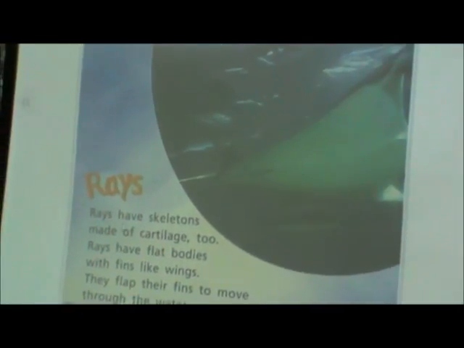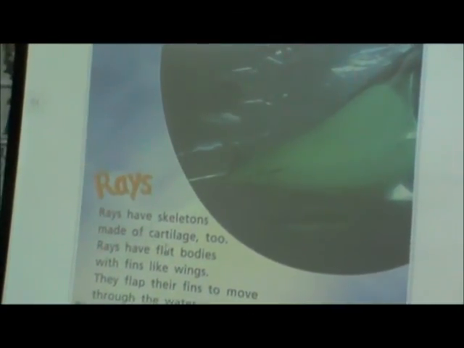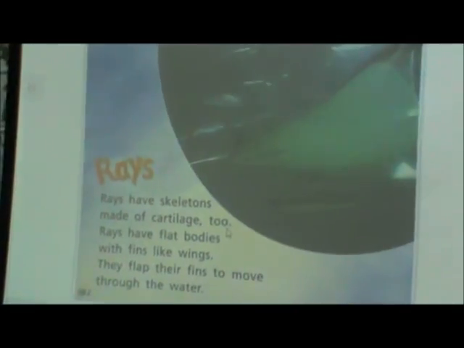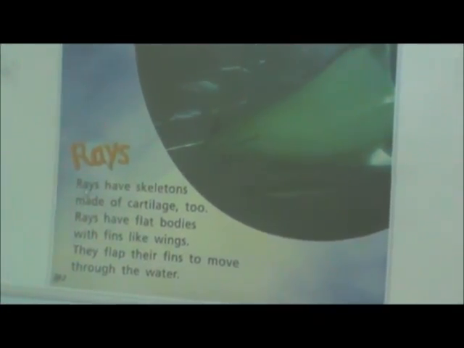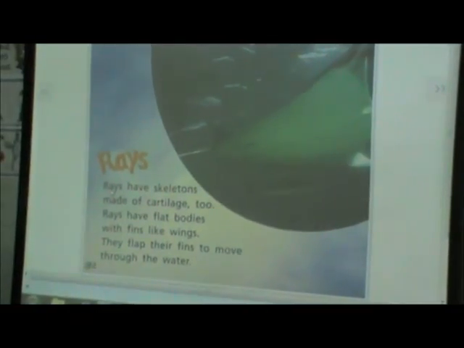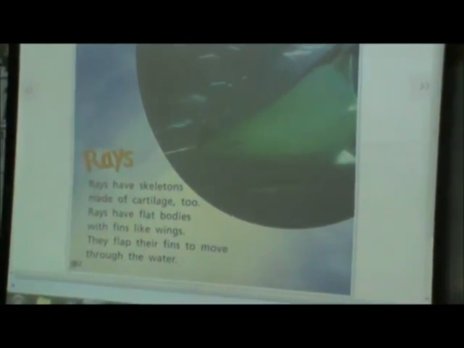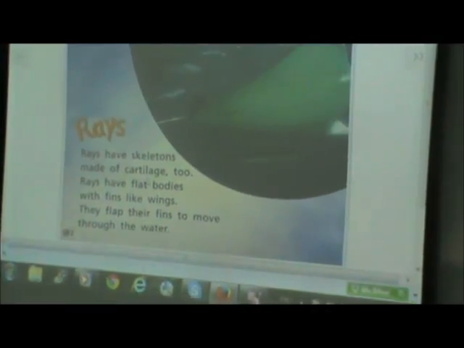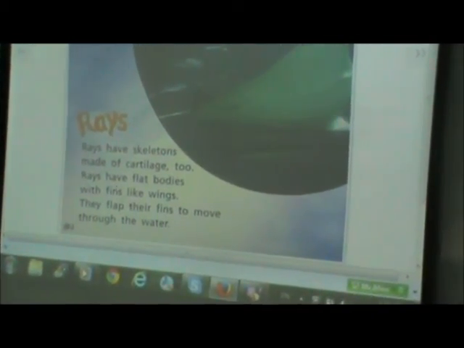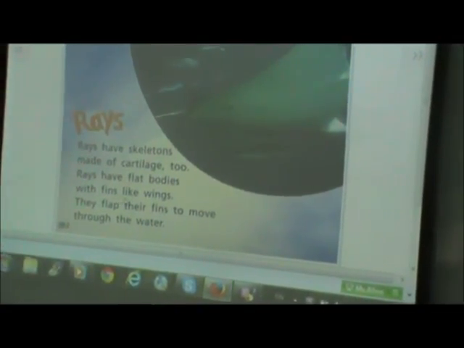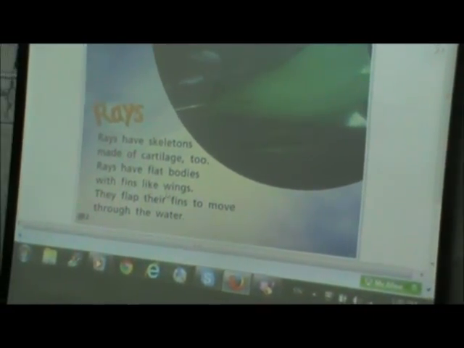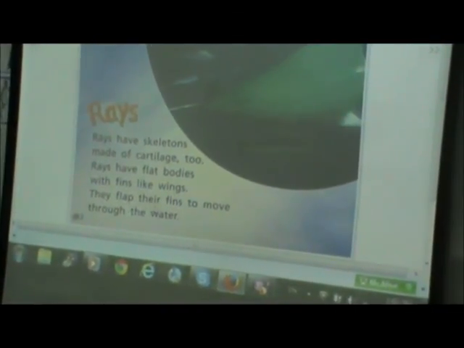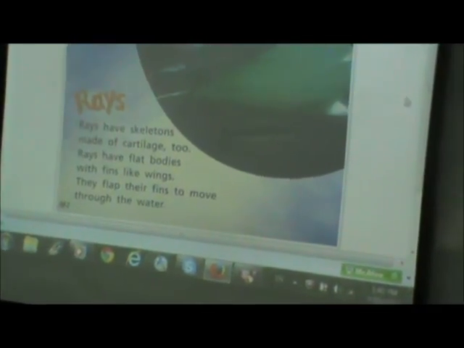Rays have skeletons made of cartilage. Jessie, wake up. Read it. Rays have skeletons. Go back and read it together and wait for everybody, please. Rays have skeletons made of cartilage. Rays have flat bodies with fins like wings. They flap their fins to move through the water. Who's seen a ray? Me.